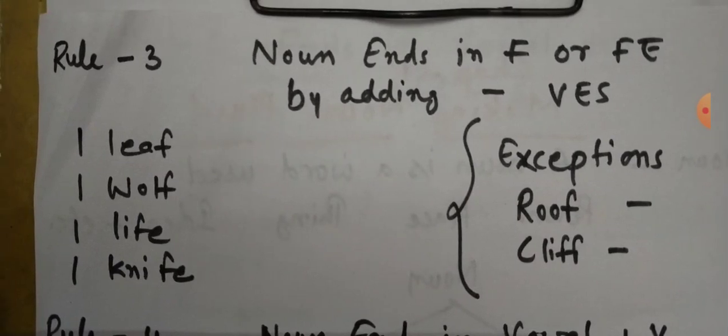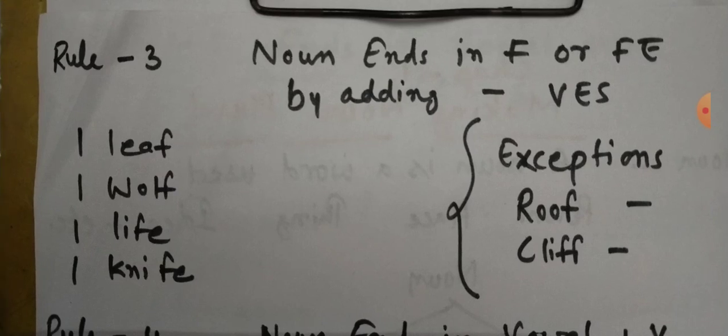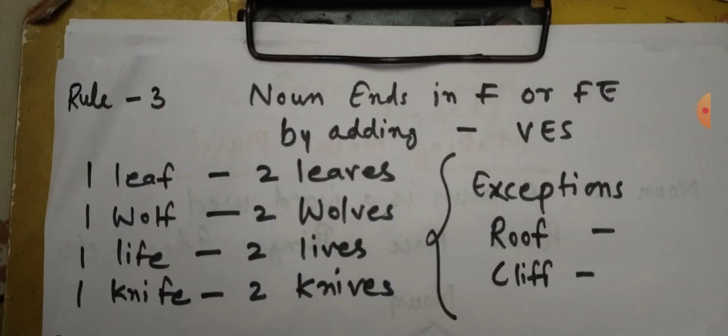In these kinds of cases, what you have to do, we simply add V-E-S, but after removing F or F-E. For example, leaf, we have removed F from here and we have added V-E-S. In wolf, when we are going to talk about two wolves, we have added V-E-S but we have removed F. In life, we have removed F-E and we have added V-E-S. Very good. And again in knife, we have removed F-E and we have added V-E-S.